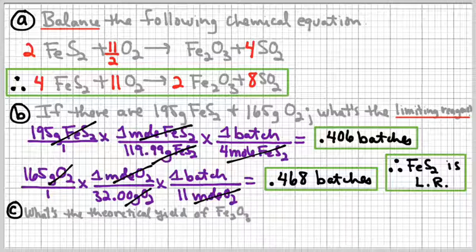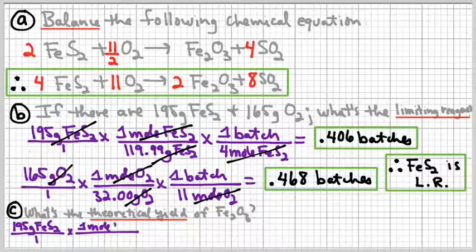Now, in part C, I need to take that information and utilize it as I'm asked to find the theoretical yield of the ferric oxide. So you want to start with the limiting reagent. It's the one that as soon as it runs out, I won't get any more ferric oxide. So I've got to start with the 195 grams of FeS2. The ratio between FeS2 and ferric oxide is 4 to 2 or 2 to 4. That's a molar ratio. I have to get this to moles. I do that by dividing by its molar mass.